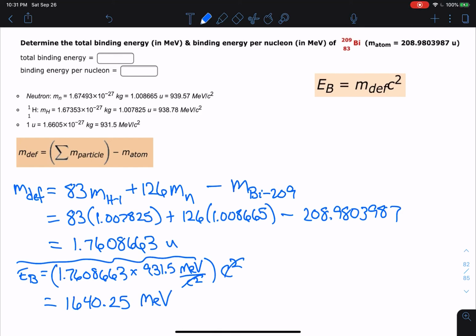And then I can figure out the binding energy per nucleon. It's per nucleon, so I'm just going to divide by how many nucleons I have. That's just this value, 1640.25 divided by 209. And when I do that, I get 7.848 mega electron volts. And there you go.